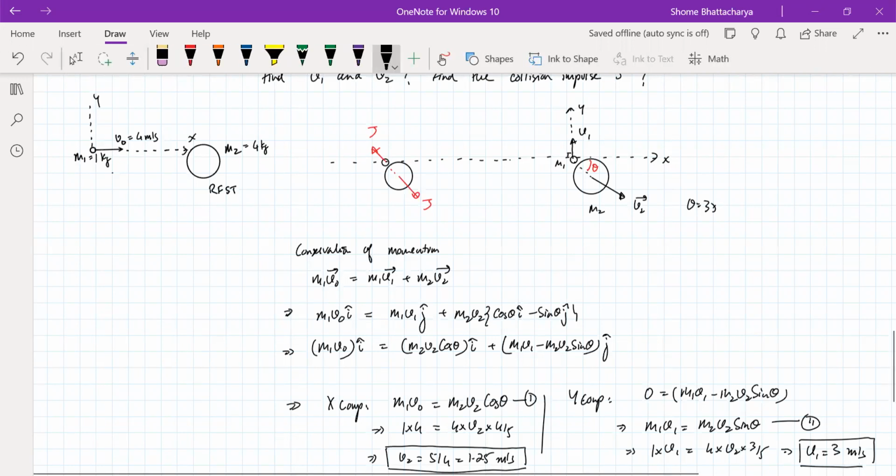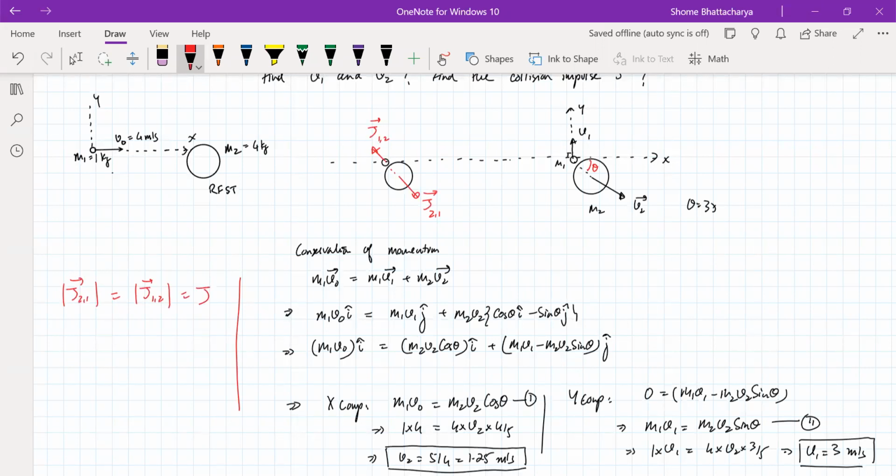Now, in terms of impulse, you can see that the impulse acting on body 2 because of body 1 is of the same magnitude as this impulse. So suppose that is J. Now, for M2, this impulse is equal to the final momentum. So the magnitude of the impulse is this much. So it is 5 Newton second.